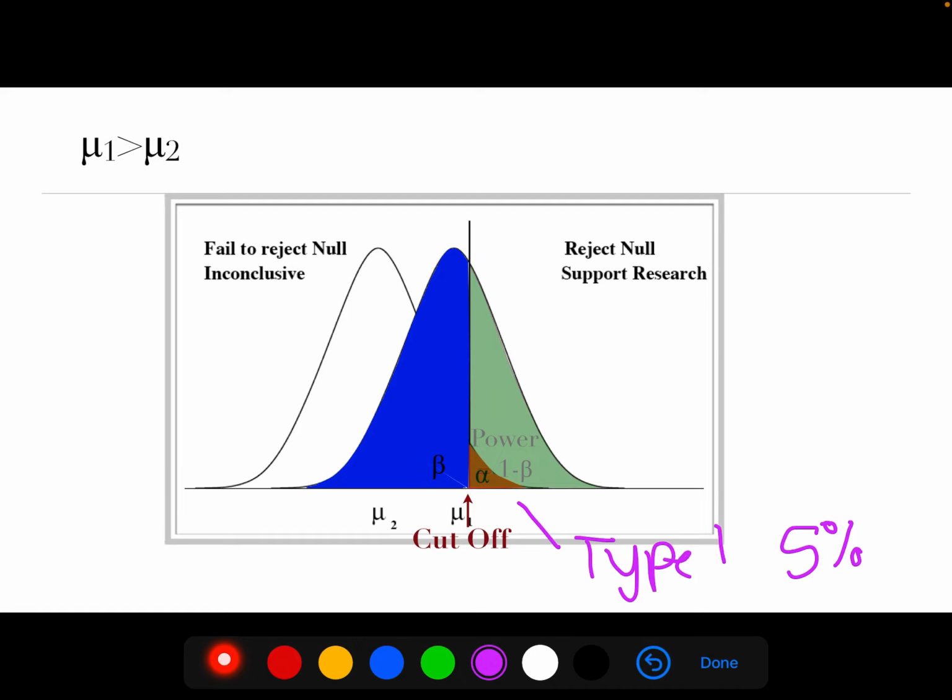So that ends our conversation on alpha, beta, power, and effect size. I hope this was helpful. Thanks.